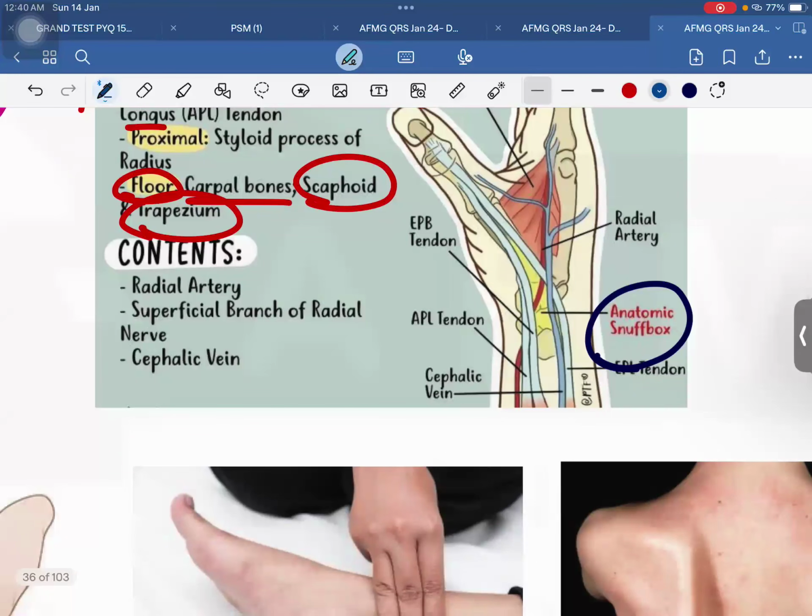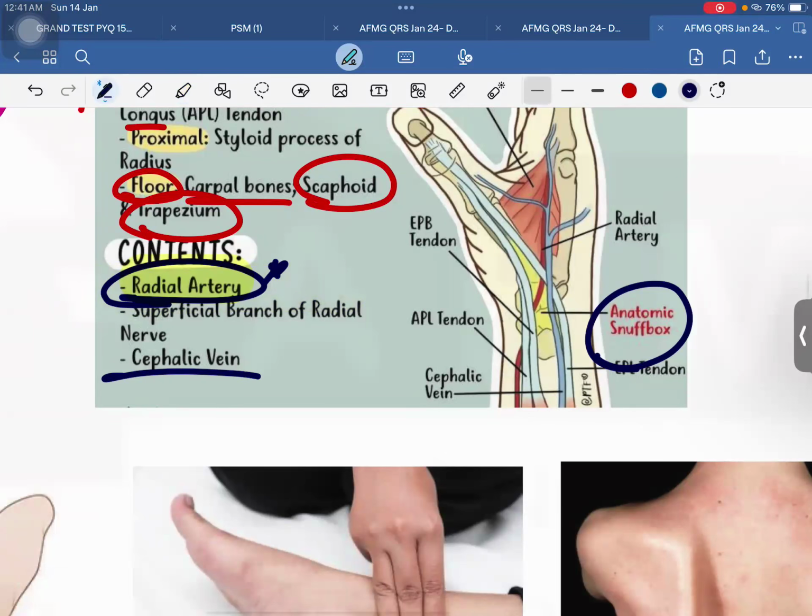If I talk about the contents of the anatomical snuff box, the most important content of the anatomical snuff box is the radial artery. Okay, so radial artery is the content of the anatomical snuff box. Apart from that, cephalic vein, usually some books say content, but mainly it is the roof of the anatomical snuff box. Skin, subcutaneous tissue, and the cephalic vein, they usually form the roof of the anatomical snuff box. So if you want to mark single best answer for content, answer has to be the radial artery.